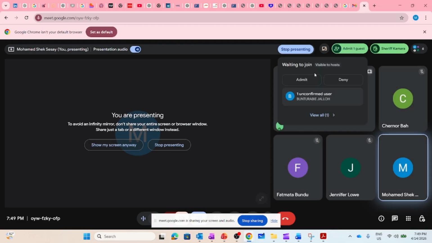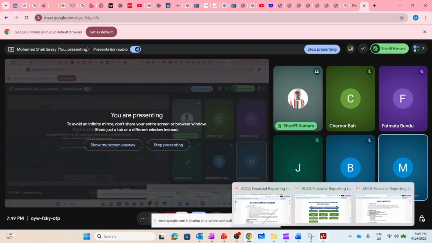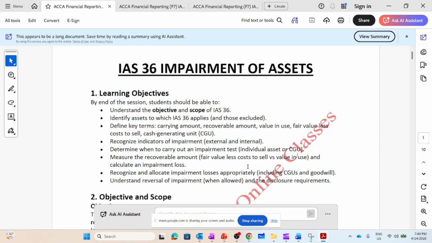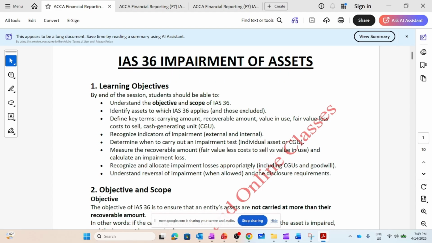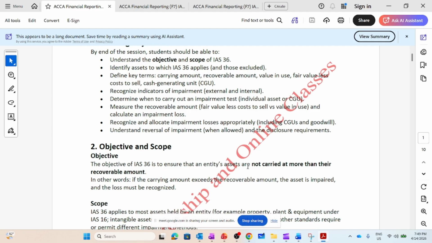So as I was saying, we are going to look at the objective and scope of IAS 36, which is impairment. And also we are going to look at the conditions of impairment, and we are going to look at how we can calculate and allocate the impairment for the cash generating unit, the CGU.